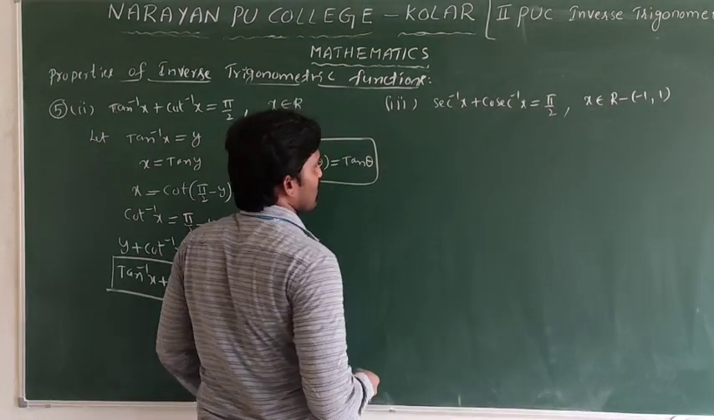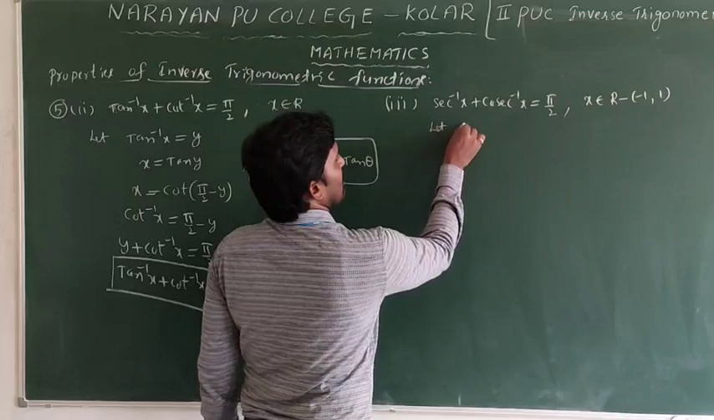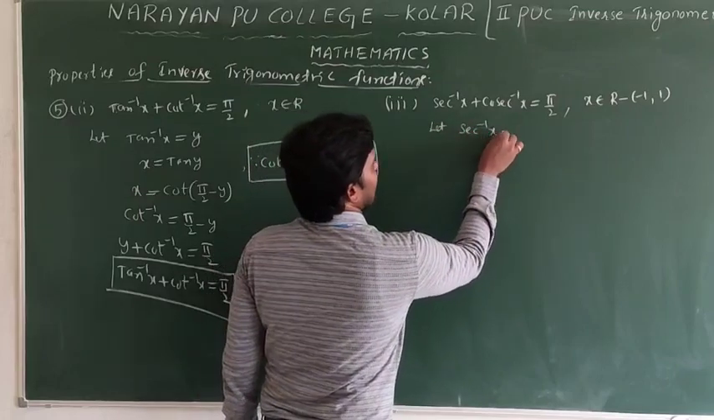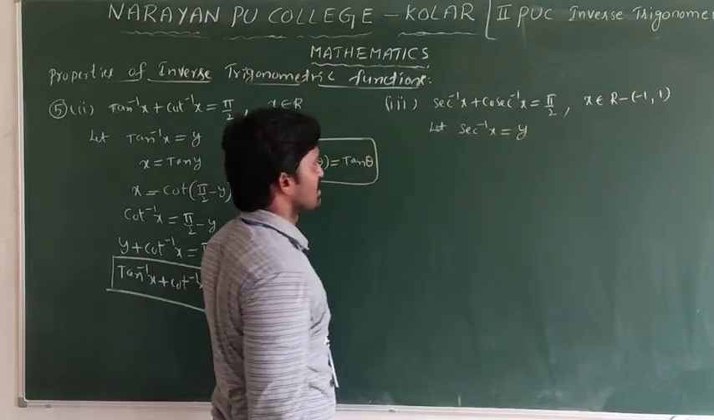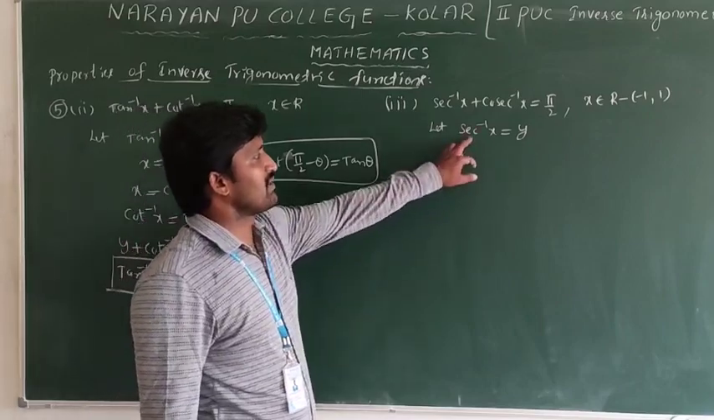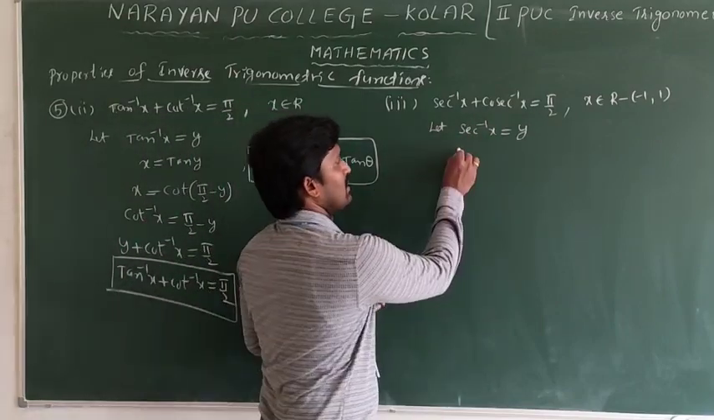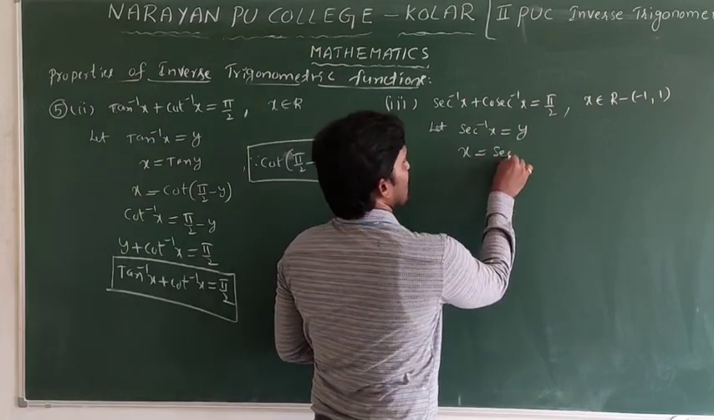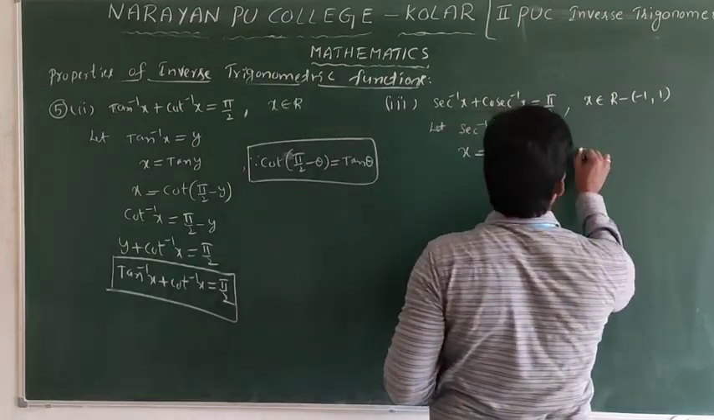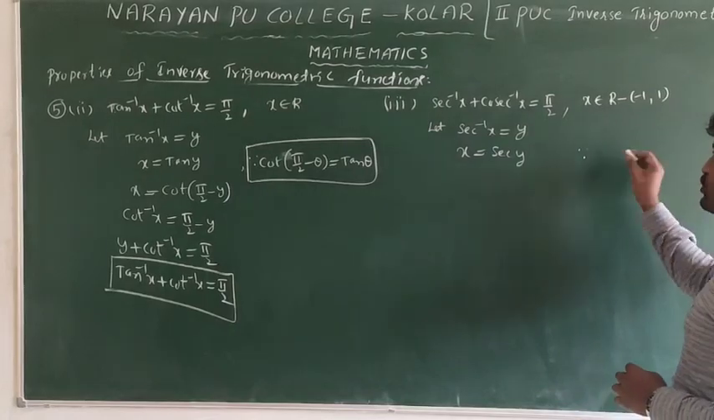How to prove this one? Let us take any one function. Secant inverse x equal to y. Now take secant inverse to the right side, it becomes x equal to secant y. Again, the secant y we change into cosecant.